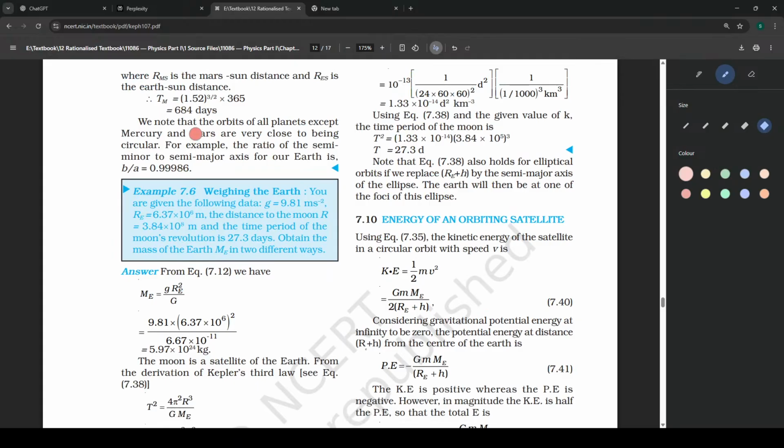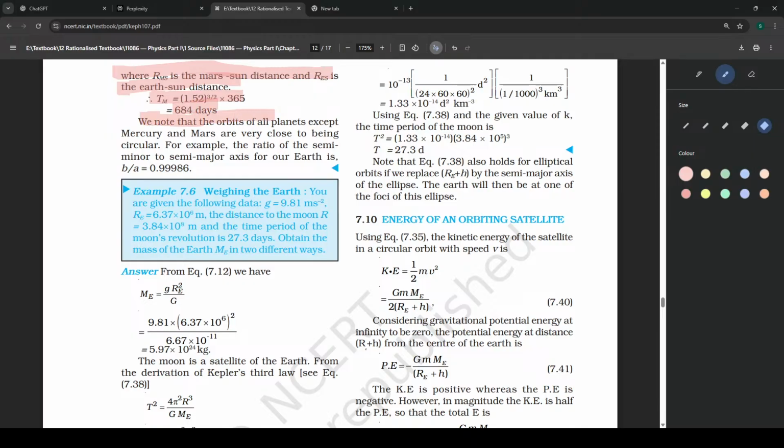Where R MS is the Mars-Sun distance and R ES is the Earth-Sun distance. The time period, after solving, you'll get as 1.52 to the power 3 by 2 into 365, that is the same as 684 days.